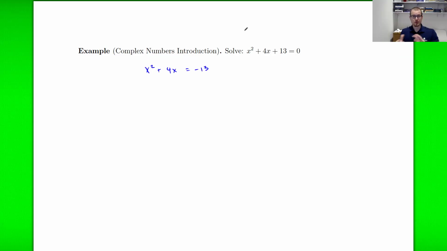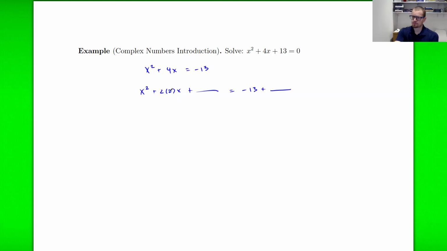And now I want to rewrite it one more time, and maybe I could have done this initially, so that way I can observe the completing of the square. So I have x squared plus 2 times something, that is 2 times 2 times x, and I'm going to add something to complete the square, and this is equal to negative 13 plus that something I added over here to complete the square. In order to hold the equality, of course, I added over here as well.